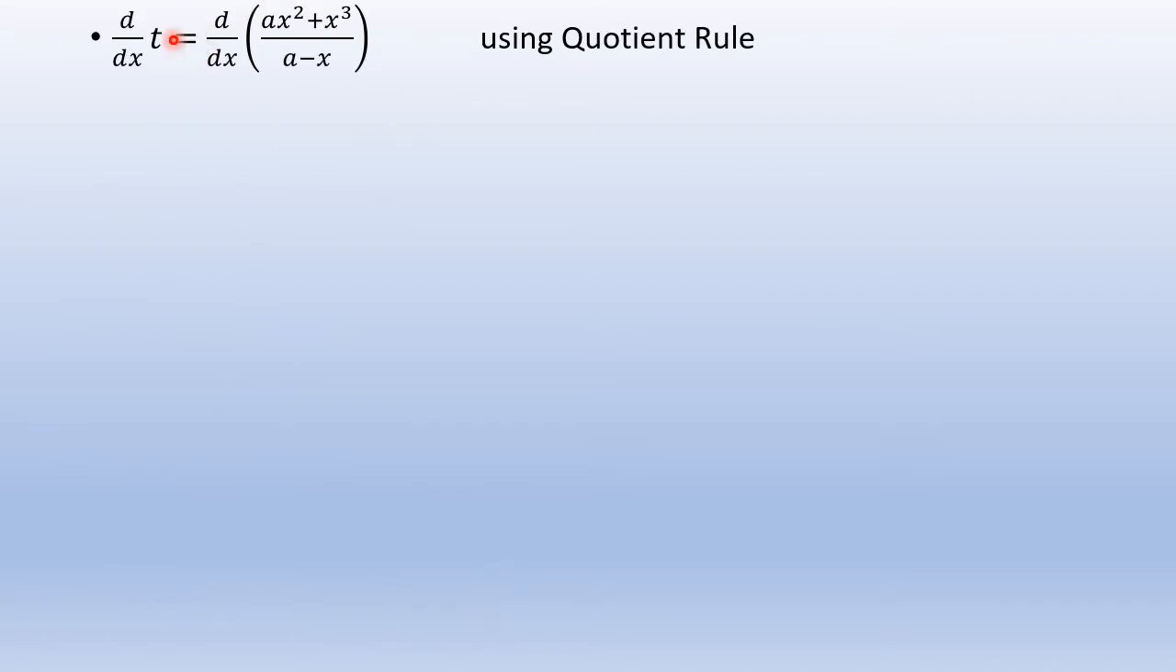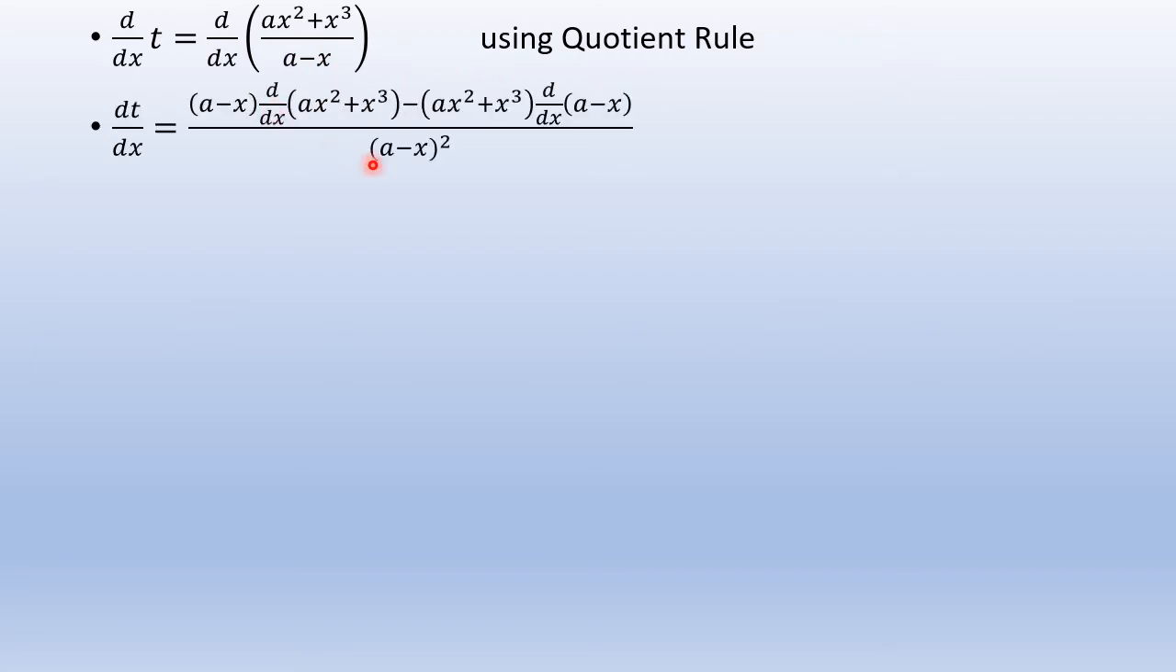So you can see I have got d by dx of t equals d by dx of (ax square plus x cube) by (a minus x). On the left hand side I will simply get dt by dx, and on the right hand side I have to use the quotient rule. So I apply the quotient rule. What do I get? Denominator, that is (a minus x) square, in the denominator. Then (a minus x) constant, d by dx of (ax square plus x cube), minus (ax square plus x cube) constant into d by dx of (a minus x).